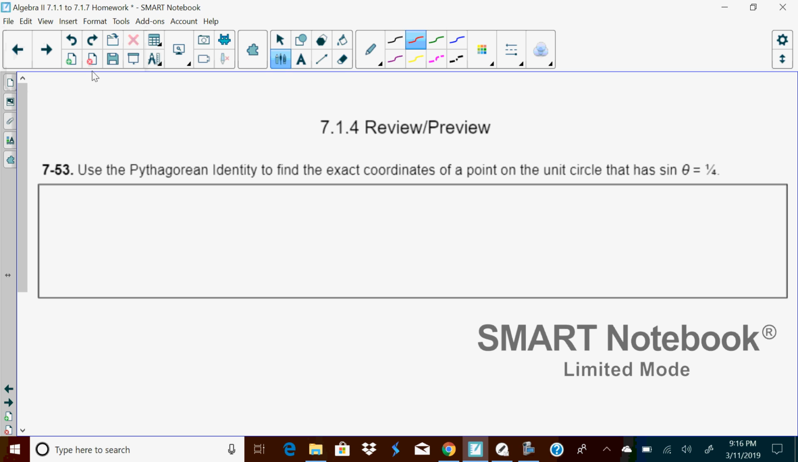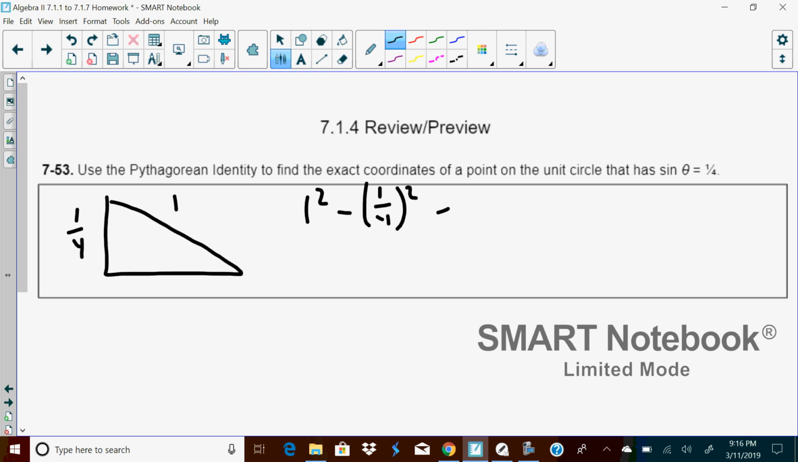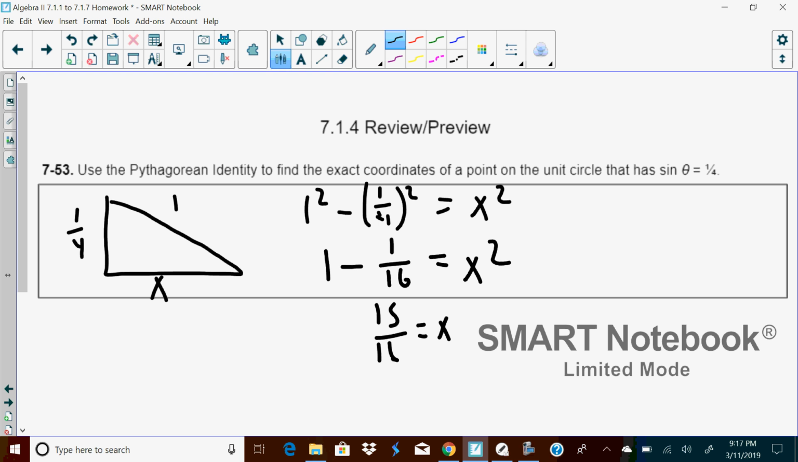Problem 53 says use the Pythagorean identity to find the exact coordinates of a point on the unit circle that has sine of theta equals 1/4. So remember, sine is the vertical. So 1/4, this is 1. So we can use the Pythagorean theorem. We do 1 squared minus (1/4) squared equals x squared. This is x. So I get 1 minus 1/16, or 15/16. So if I square root both sides, I get x equals square root of 15 over 4.